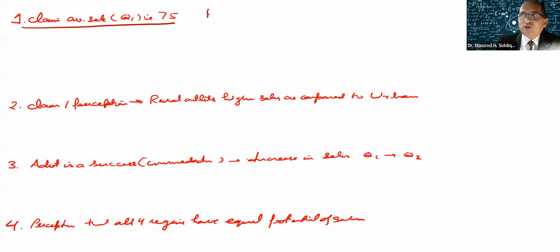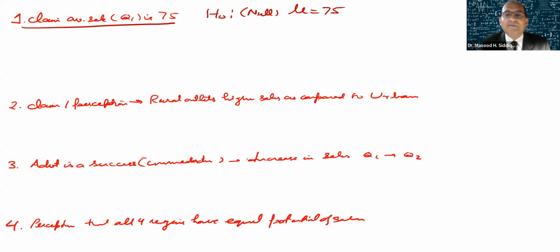Now here we propose two types of hypotheses. One is H naught, that is known as the null hypothesis. So null means it assumes no difference. Since this hypothesis is on the average value, we write it as mu equals 75. Remember, we use Greek letters to represent the population value. The hypothesis would always be on the population value only, not the sample value, right? Because the sample value is known, so it cannot be a hypothesis. So H naught is mu equals 75.